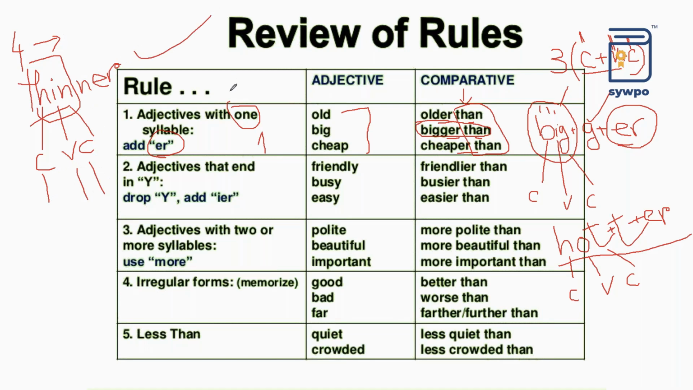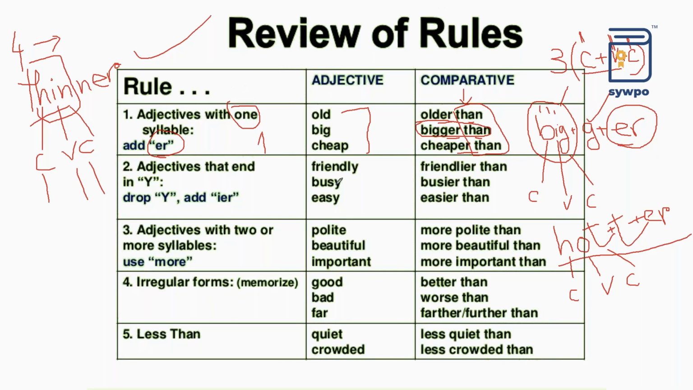So remember this, please. If you have a word which gives you one sound, but the last 3 letters of the word are consonant, vowel, consonant, repeat the consonant and then add ER. I hope that is clear to you. If not, you can ask me questions and I will try to answer.